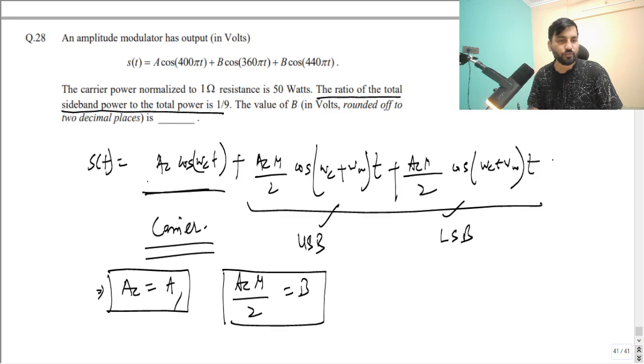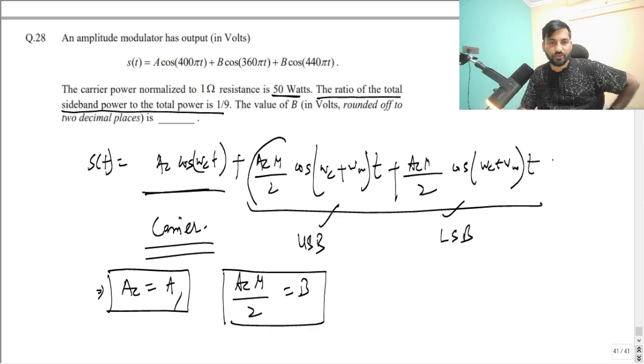If you want to find Ac, Ac is nothing but what? Ac square by 2 is given as 50, that is carrier power. So Ac will be simply 10, right? Ac is going to be 10. So the ratio of total sideband power. So from here you can see, this is the total sideband power, right?